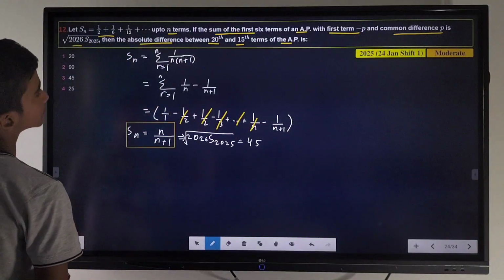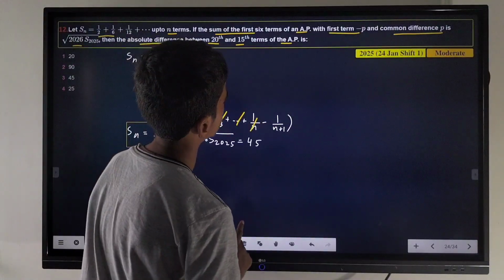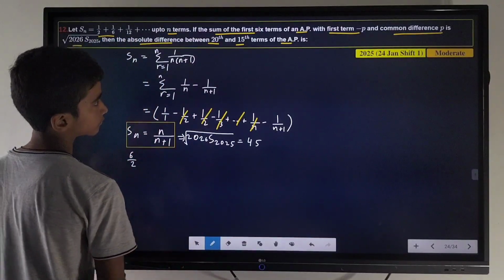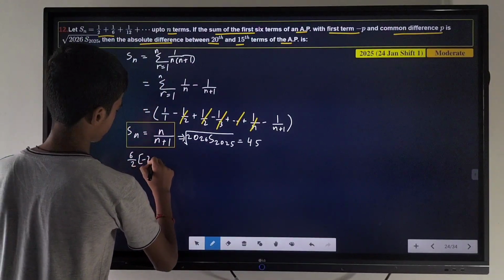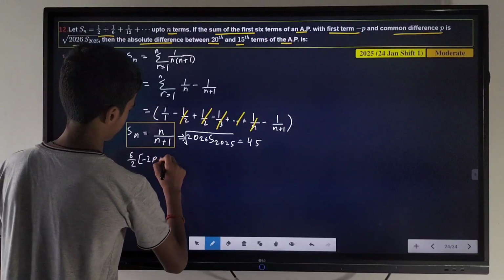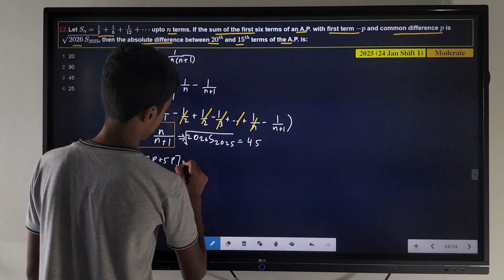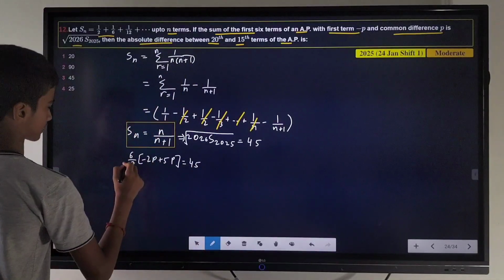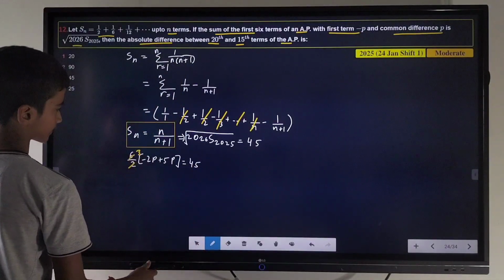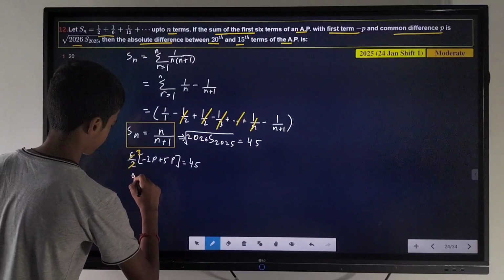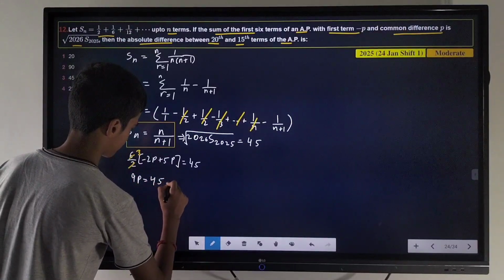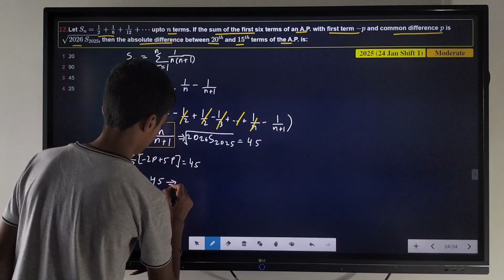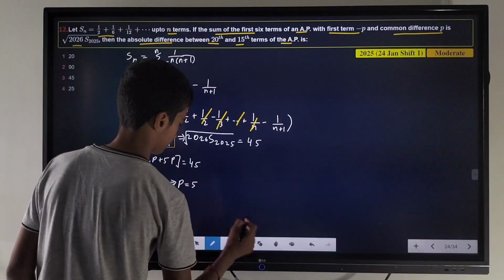Now, its sum of first 6 terms. The sum of first 6 terms will be 6 upon 2 times (minus 2p plus 5p) is equal to 45. 2 will cancel 6 three times. 3 times 3p, 9p is equal to 45. From here, our p is equal to 5.